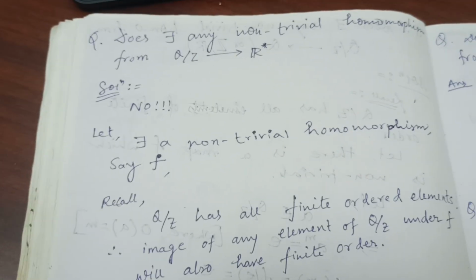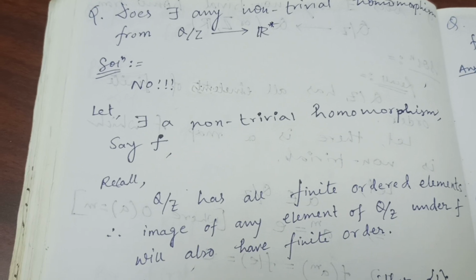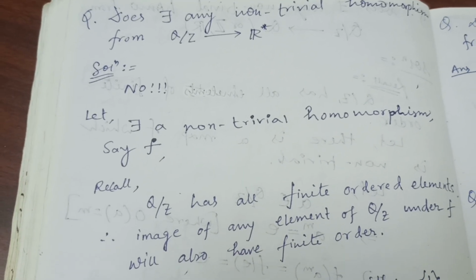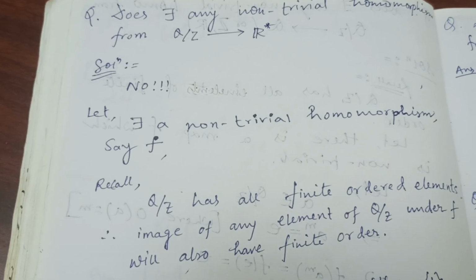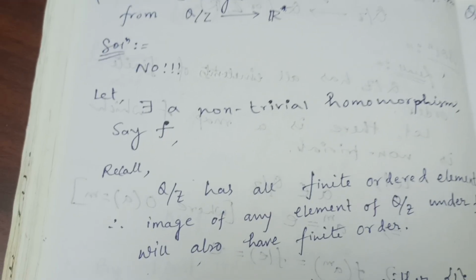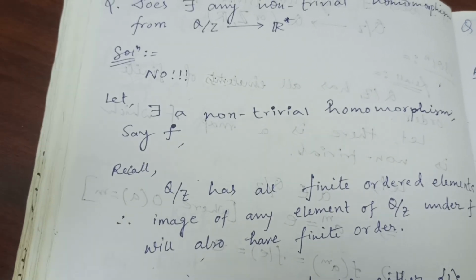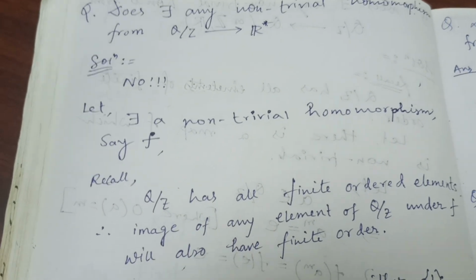So before that, let me make some recall. My first recall is Q/Z has all finite order elements. I mean, any element of Q/Z has finite order. So therefore, the image of any element of Q/Z under f is also finite in R*.